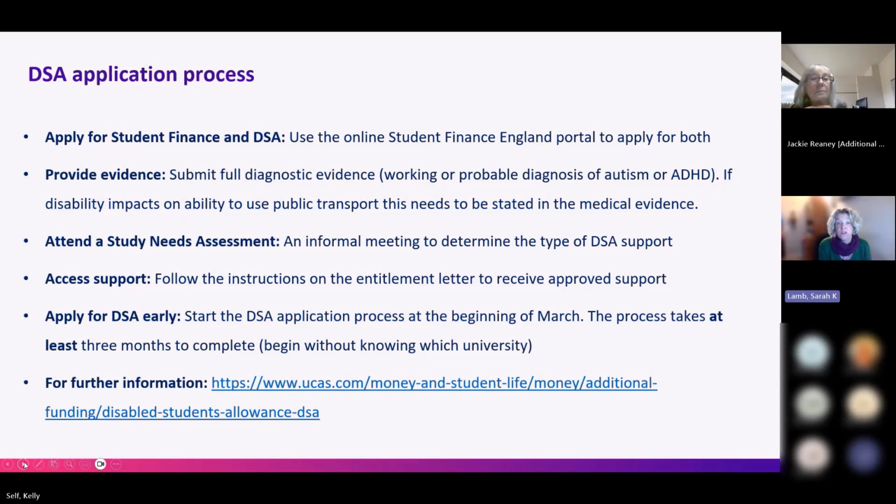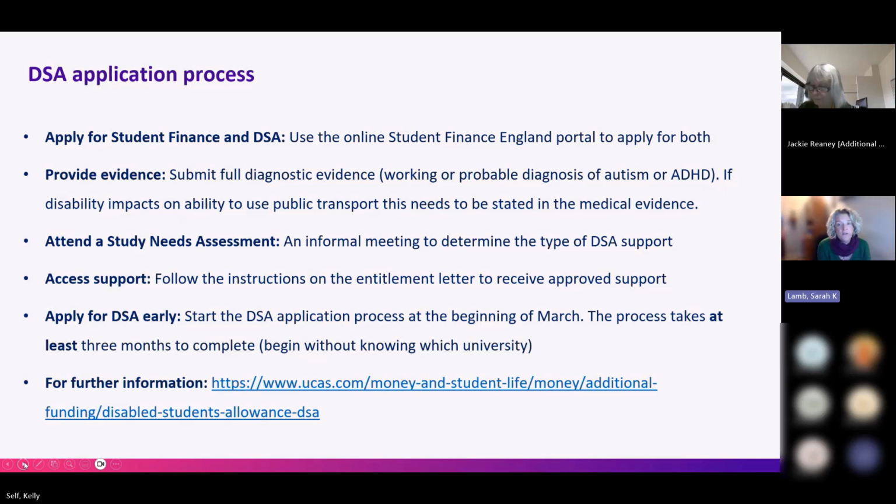You then need to submit evidence. Currently, they are still accepting a working or probable diagnosis of autism or ADHD. So if students are on that really long waiting list to have a full assessment, their GP can confirm in writing, and there's a form on the Gov website, that they're on that waiting list, and SFE will take that as evidence. And again, if students can't use their PIP application, students with autism can use their EHCP. And for mental health, it could be a letter from their GP or one of the forms that they can fill in.